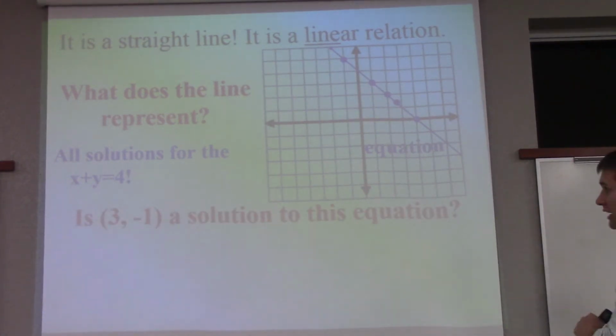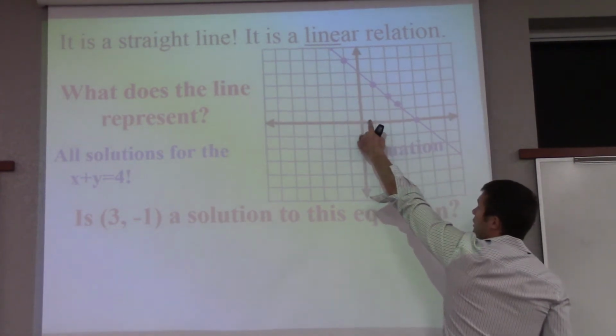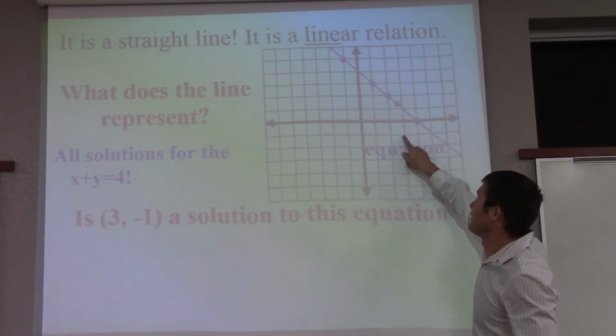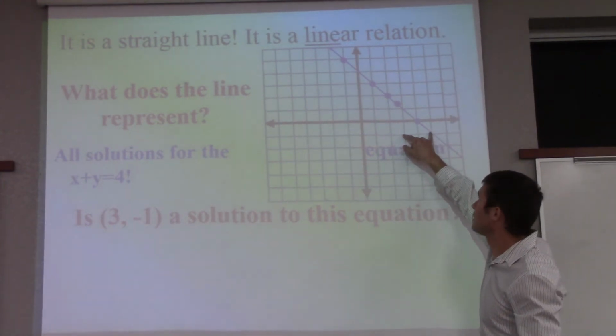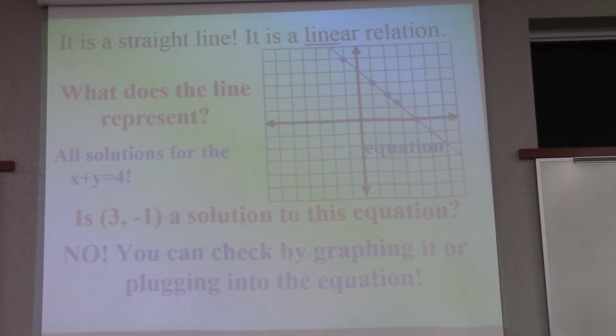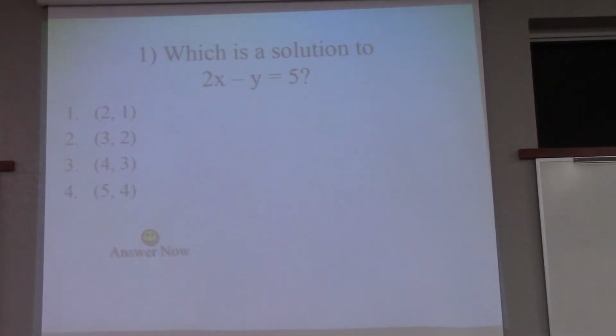Okay, is 3, negative 1 a solution? Well, let's go ahead and check. 1, 2, 3, down negative 1. If that's 3, negative 1, is that on the line? No, then it's not a solution because it's not on the line. So what we want to do, and this is what we're going to work through, is make a table of values to graph it.